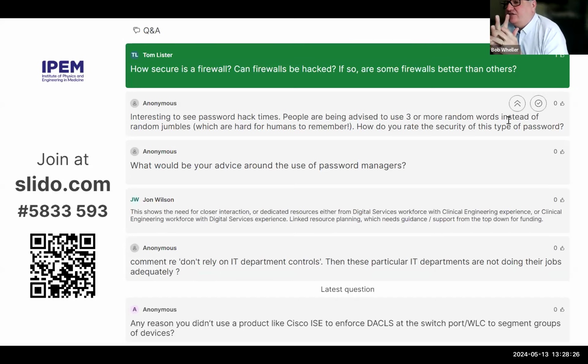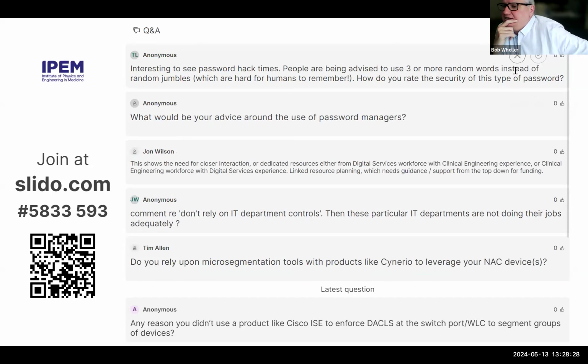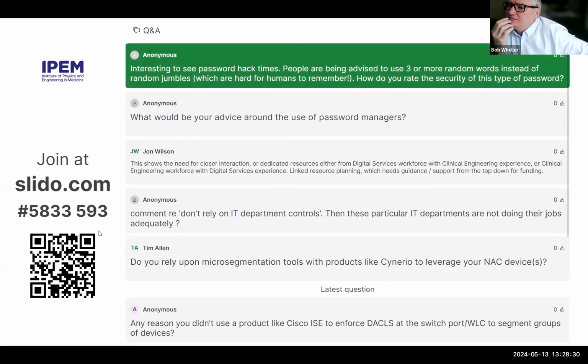Next question is kind of for you, Patrick. I guess it's about the password hack times, to use three or more random words instead of random jumbles. How do you rate the security of this type of password? What about the security of the random jumbles?